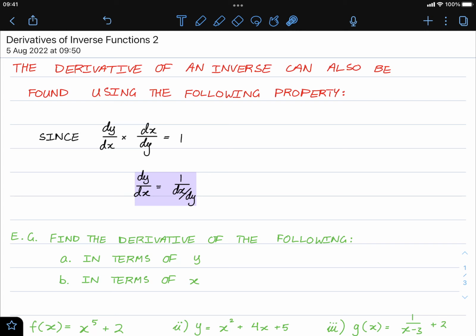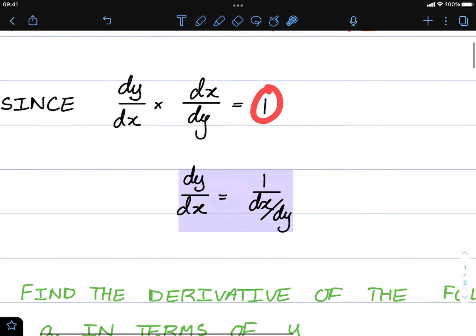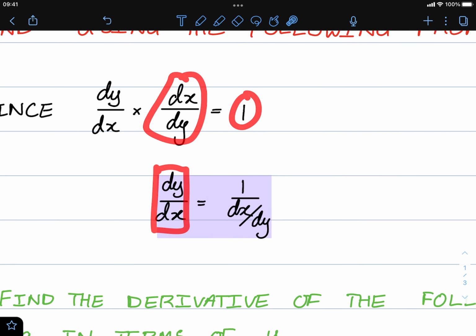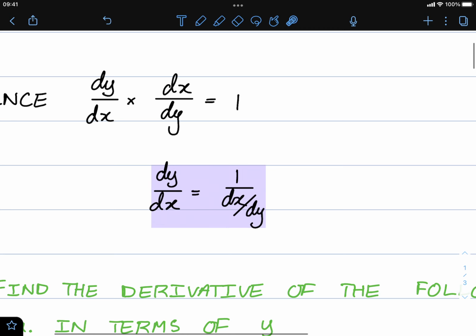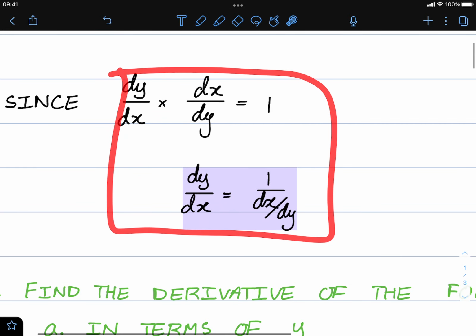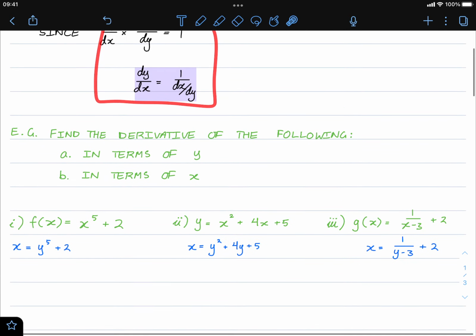Hello class, this is a video tutorial on the derivatives of inverse functions. The derivative of an inverse function can also be found using the following property. Since dy on dx multiplied by dx on dy equals 1, we can actually find the derivative dy dx by dividing 1 by dx on dy. So it becomes 1 on dx on dy. Now this property seems rather confusing at first, but you'll see through our examples how we actually might use this.